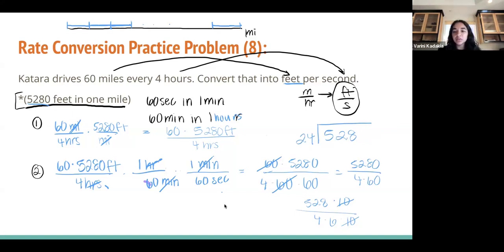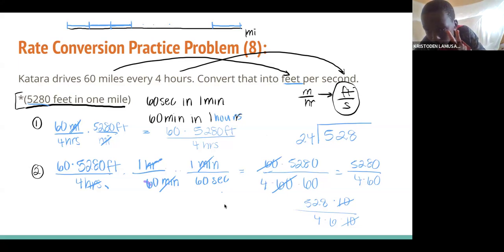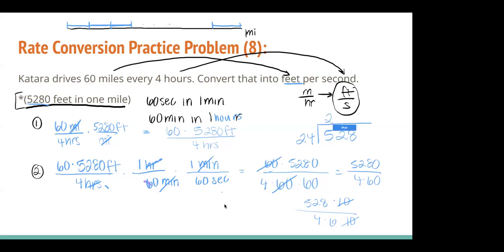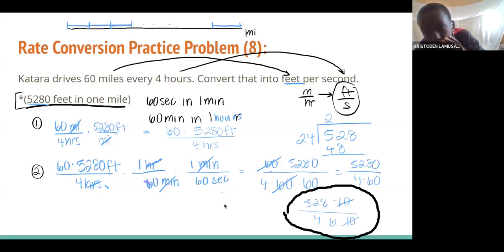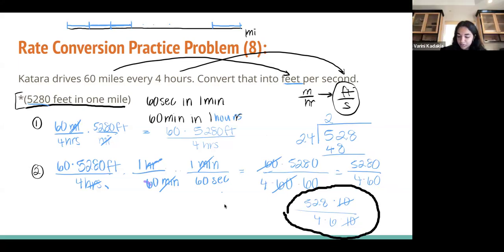Have you guys learned long division? Twice. Twice? Yeah. Okay. So I don't understand this whole side. Which side? That side? Okay, so 24 goes into 52 twice, remainder 4. I have 48, and then it goes in twice again, right? So we have 22 feet per second as our answer.